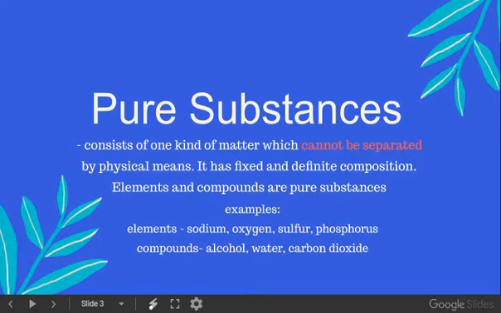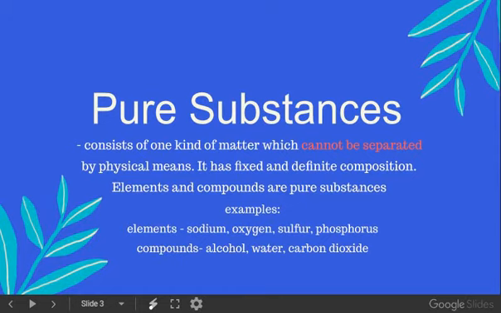Pure substances. It consists of one kind of matter which cannot be separated by physical means. It has fixed and definite composition. Elements and compounds are pure substances. Here are the examples for elements: sodium, oxygen, sulfur, phosphorus, while compounds are alcohol, water, carbon dioxide.